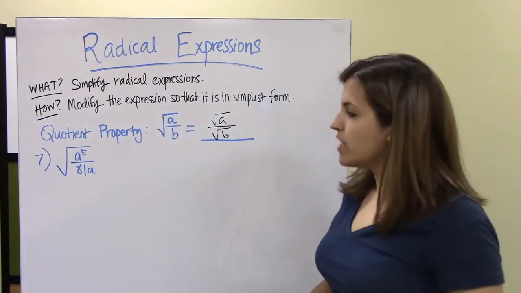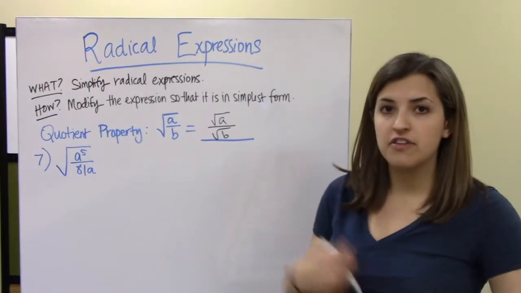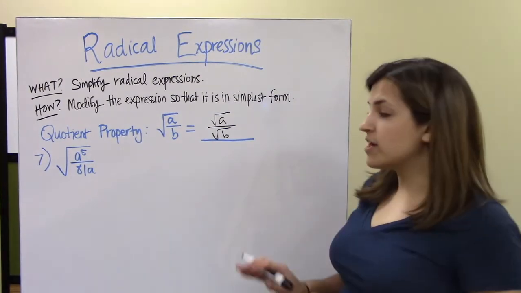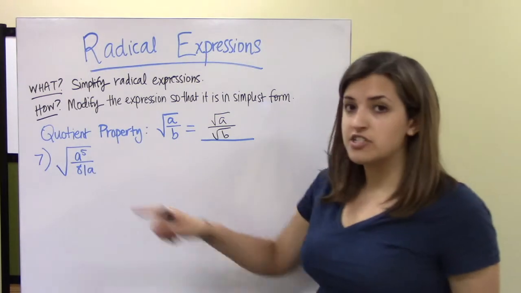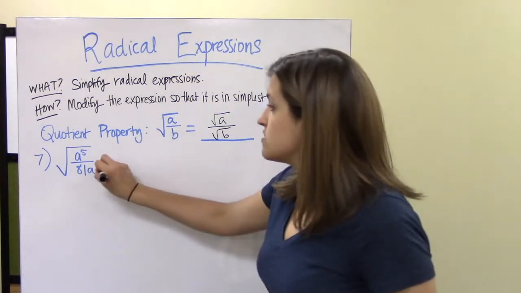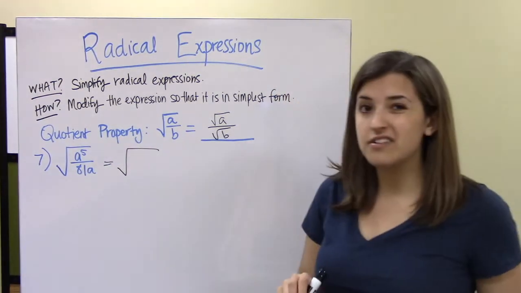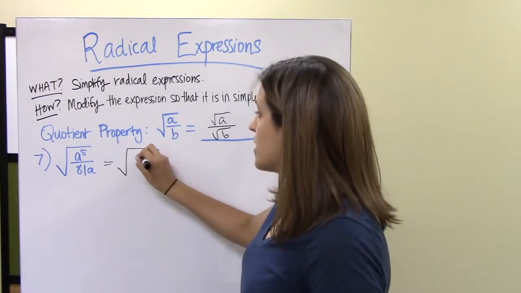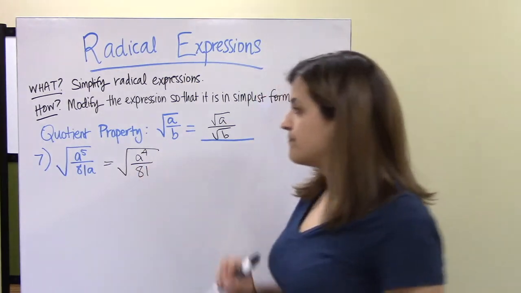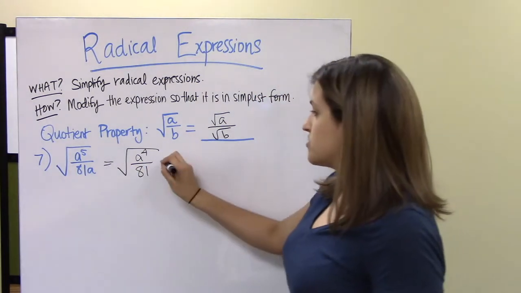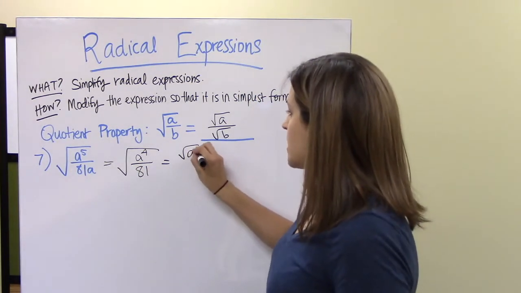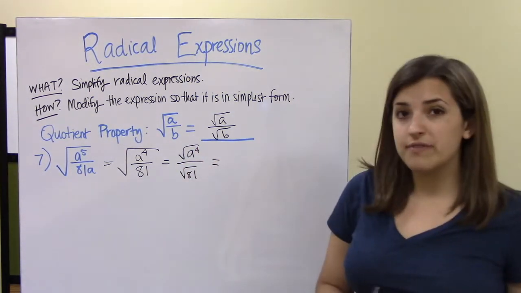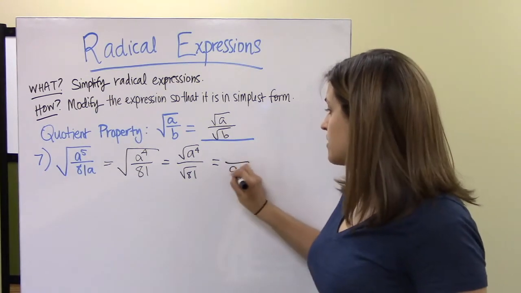Okay, in number 7, we have the square root of a to the 5th over 81a. Before we separate these, I want us to notice that this fraction can be reduced. So let's rewrite this. We can cancel one of our a's here in the top and the bottom. So we'll have the square root of a to the 4th over 81. Now we can separate these two. So we'll have the square root of a to the 4th over the square root of 81. We know the square root of 81 is 9. So we can put that in our denominator.